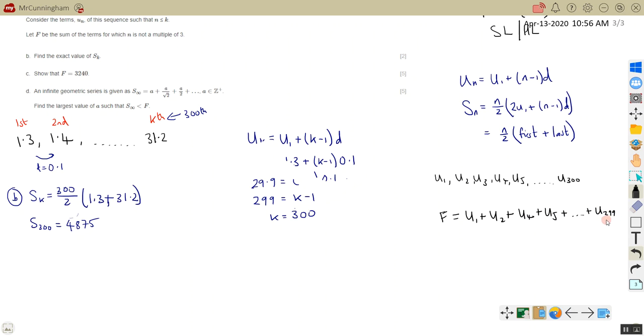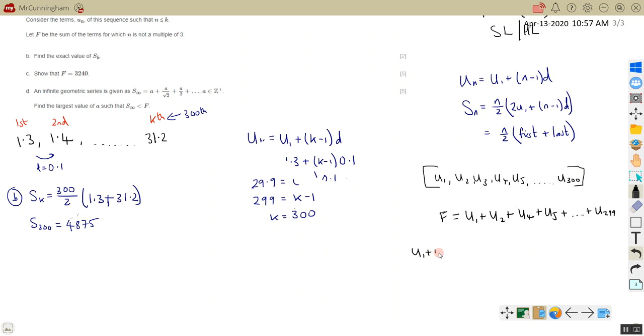299 is not. That is what f is, okay? So how am I going to show that this sequence is equal to 3240? Well, I know the total of all of this sequence. I have worked this out. I've worked out what the sum of all of that is. Let me just write it down.